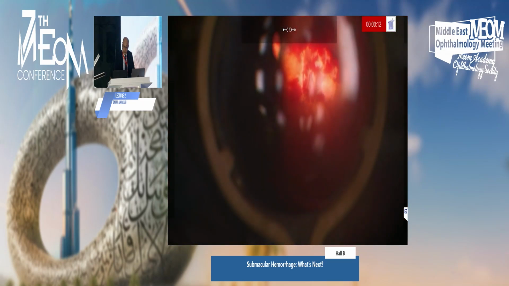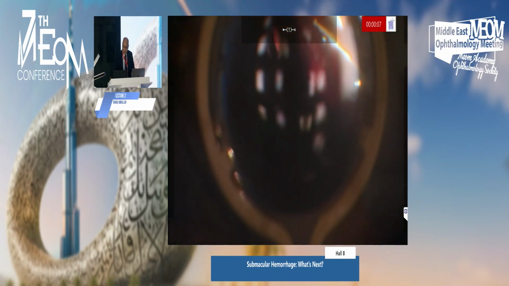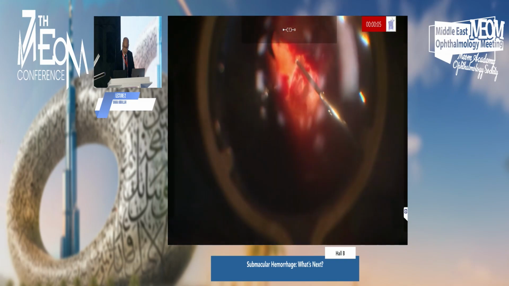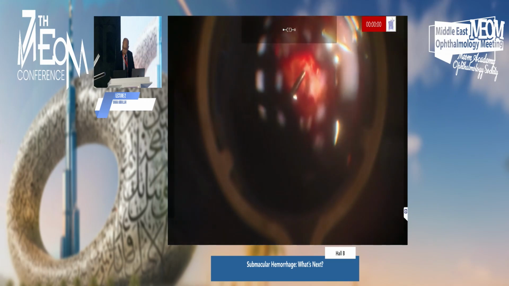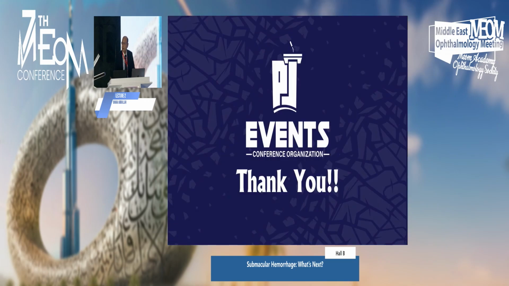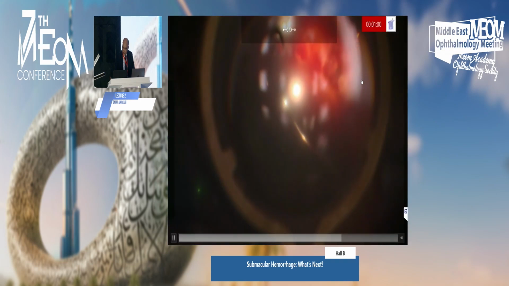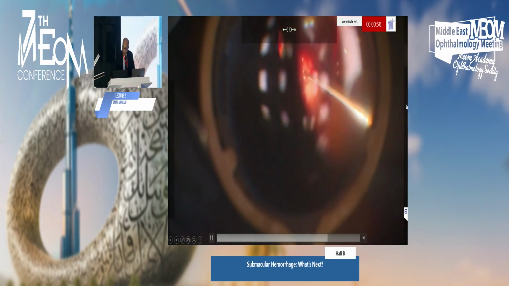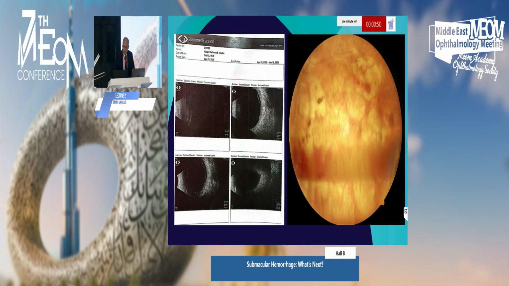Here the retina was in, but there is still subretinal and submacular hemorrhage. It was less, but there is. So I washed. I completed with fluid air and injected anti-VEGF. And this is the case post-operative with complete resolution of the hemorrhage, and here the retina is completely settled.